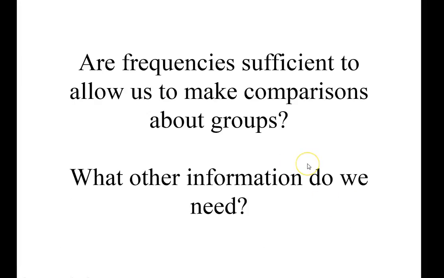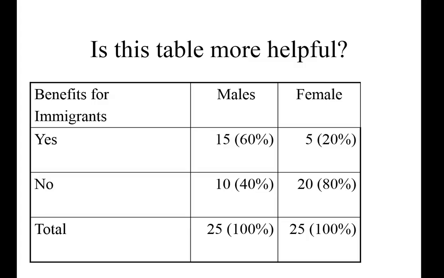Are frequencies sufficient to allow us to make comparisons about groups? What other information do we need? Frequencies just give us the number of occurrences, but they don't allow us to make those comparisons about groups. When we look at this table, as we talked about in class, this one is more helpful, because now we've got percentages. So just telling us the number wasn't enough.